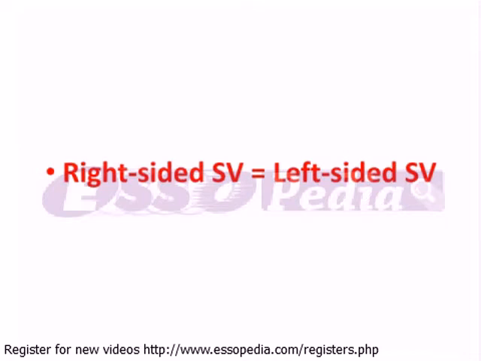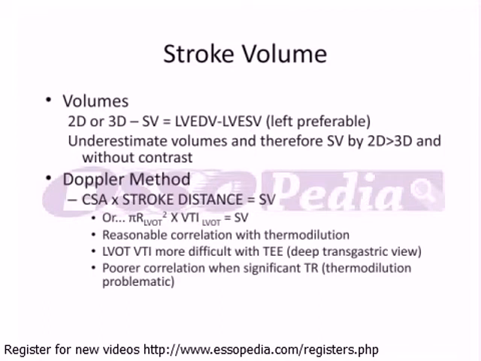Stroke volume can be measured either by change in volume in the left ventricle or the right ventricle from end diastole to end systole. From validation literature versus MRI, most echo methods underestimate end diastolic and end systolic volumes, and therefore also underestimate stroke volume. This underestimation can be reduced by using echo contrast.